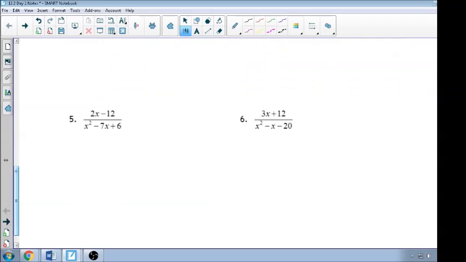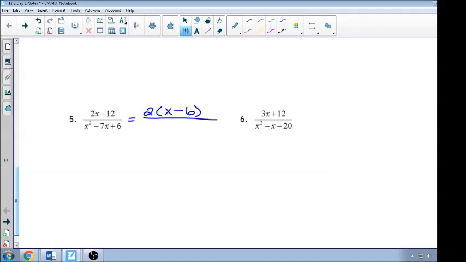All right. Moving on to example 5. My numerator is 2x minus 12. 2x minus 12 is not the difference of two squares. Therefore, I'm looking for a greatest common factor. There is a number in front. I should have a greatest common factor here. What are 2x and 12 both divisible by? Well, that number is 2. 2x divided by 2 is x. Negative 12 divided by 2 is negative 6.